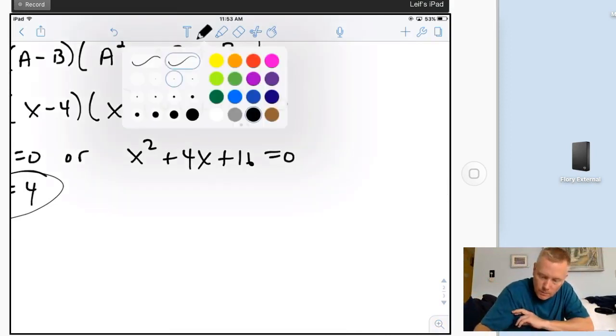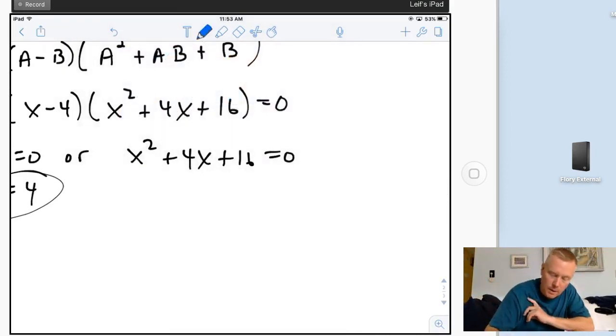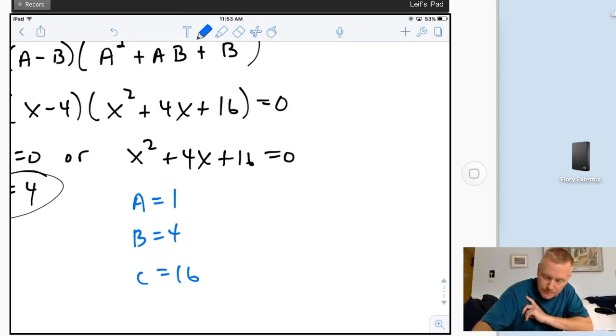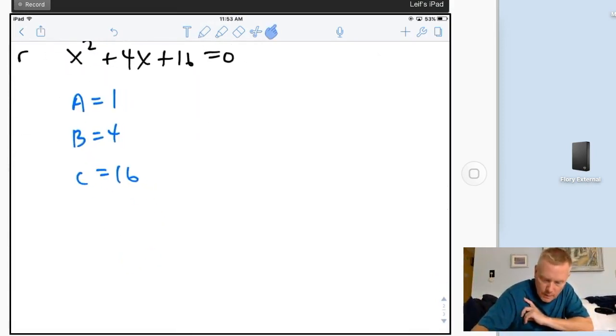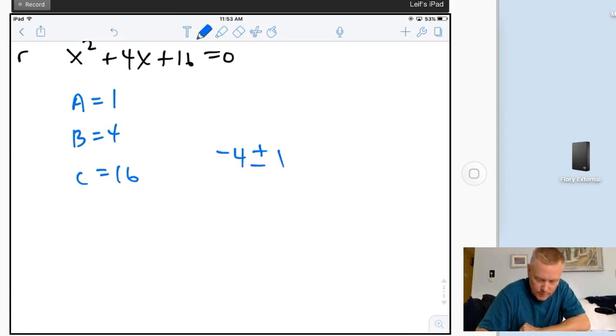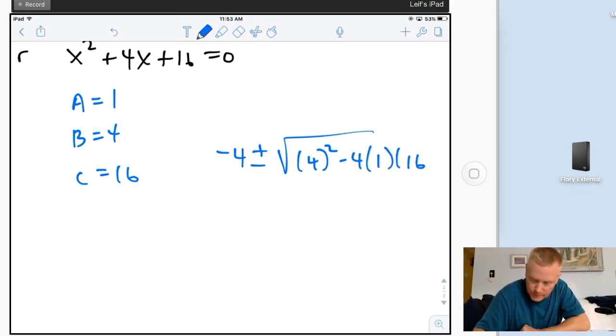There's none that add up. So going back to quadratic formula, a is 1, b is 4, c is 16. Okay, and now I'm going to roll right through it. I get negative 4 plus or minus the square root of 4 squared minus 4 times a times c all over 2 times a.